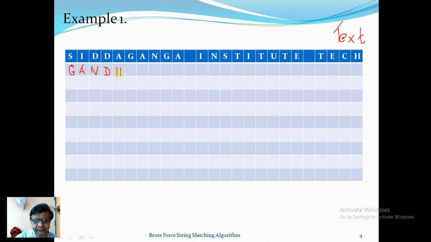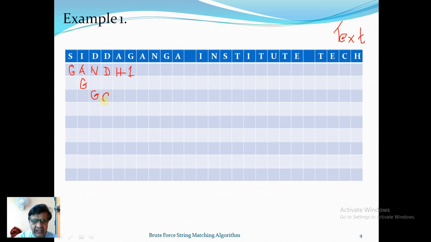Gandhi is the pattern. What does this algorithm do? In every iteration, the pattern is aligned with respect to the text. This is the first iteration. G is compared with S. It's a mismatch. Therefore, the algorithm just moves the pattern by one character ahead. So G comes over here and is compared with I. Once again, it is a mismatch. G will move over here, aligned against D. It's a mismatch. It will move over here.